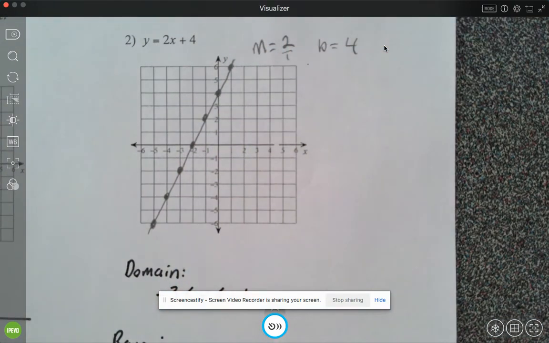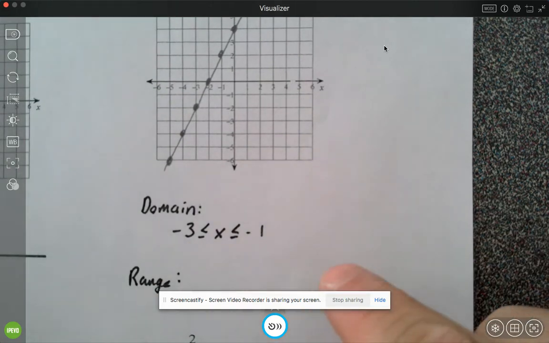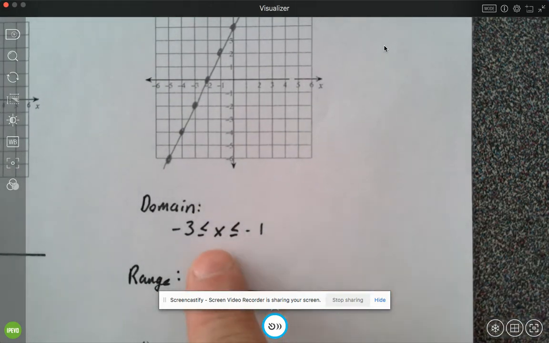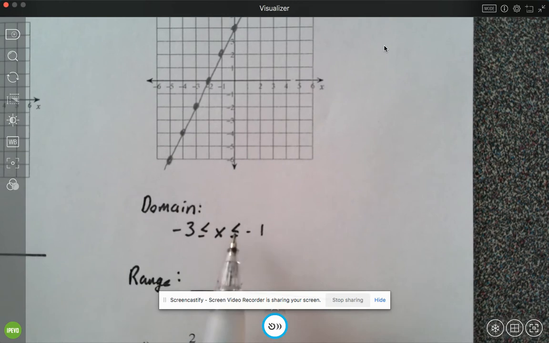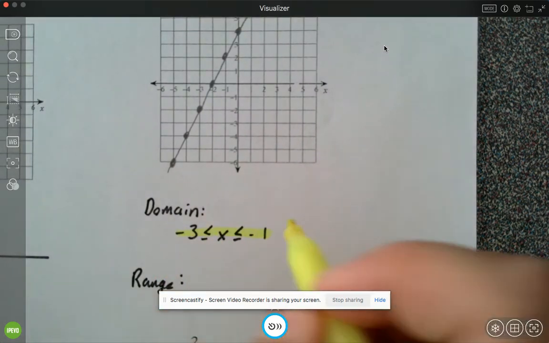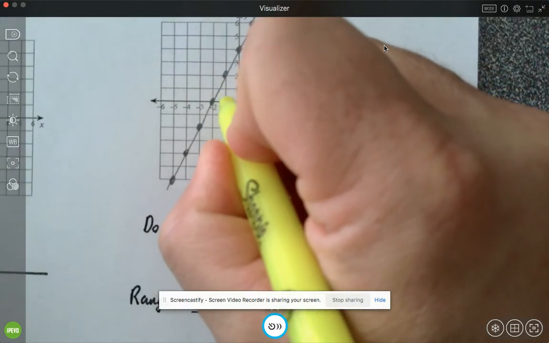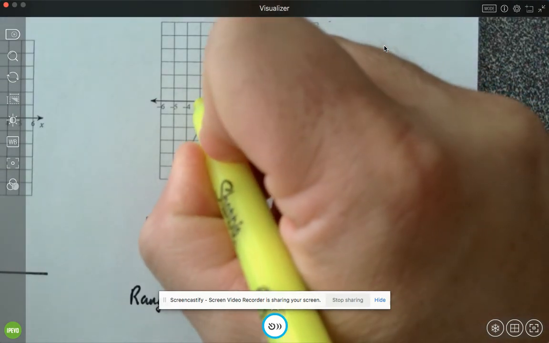Okay. So the next step is to look at the domain. So there is an upper and a lower limit to this domain. If you read it this way, it's x is less than or equal to -1, and x is also greater than or equal to -3. So where is that on the graph? Let's do that in yellow here. So if we look at the x-axis, it's saying everywhere from here to here.